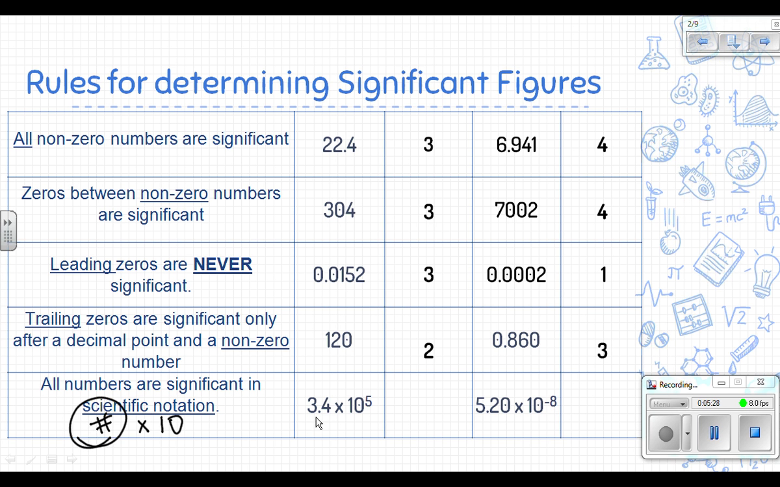Right here we have 3.4 times 10 to the fifth. The 3 and the 4 count, and the times 10 to the fifth is the scientific notation part of it. So the 3 and the 4 are the two of them, and we end up with two significant digits. And then we have 5.20 times 10 to the negative 8. Again, the times 10 to the negative 8 is the scientific notation part of it, so all the numbers before it count. The 5 and the 2 and the 0 all count. So that leaves us with 3 significant digits. Okay?